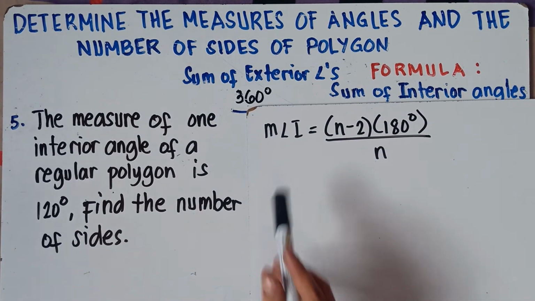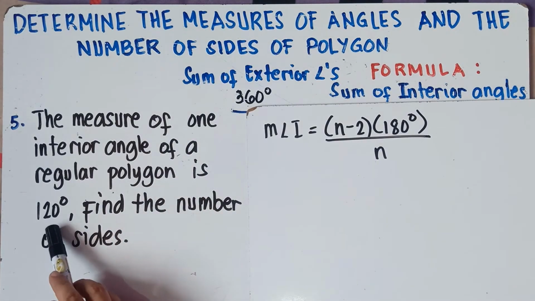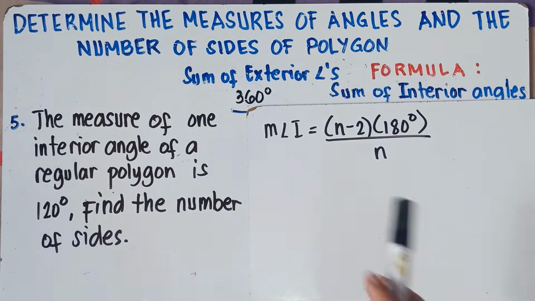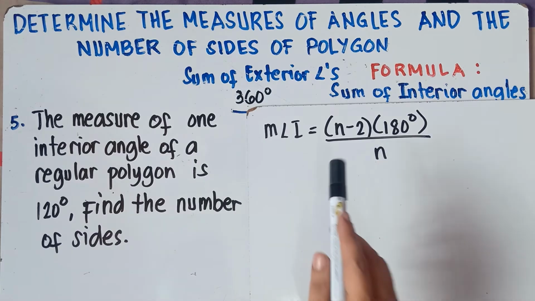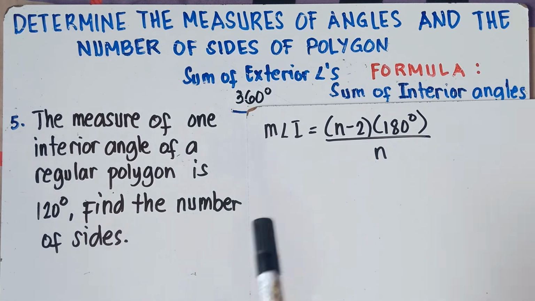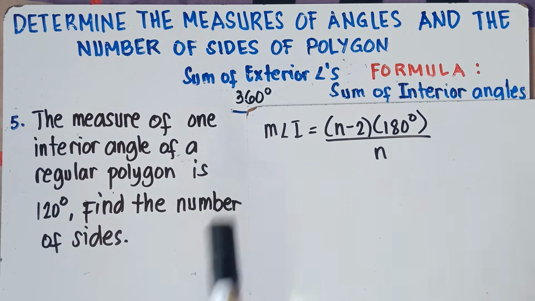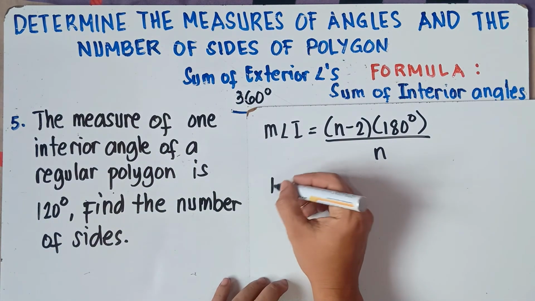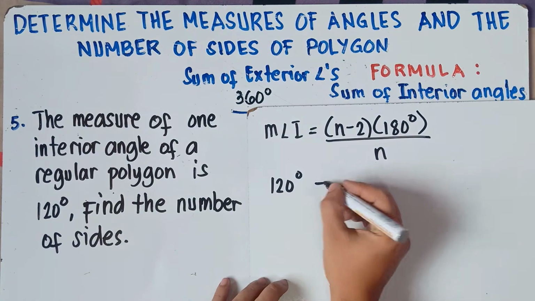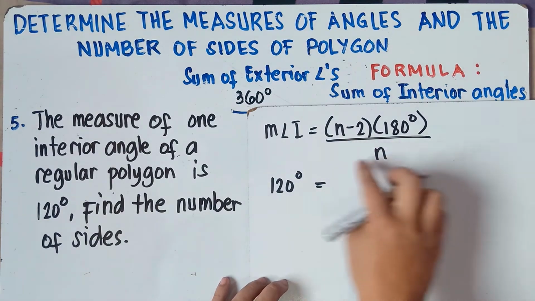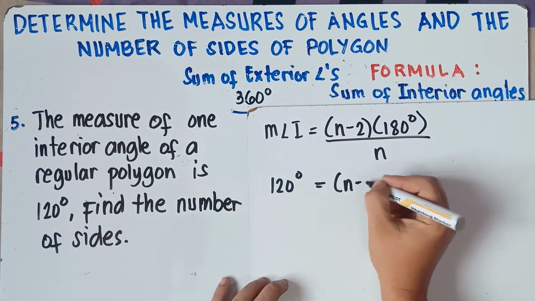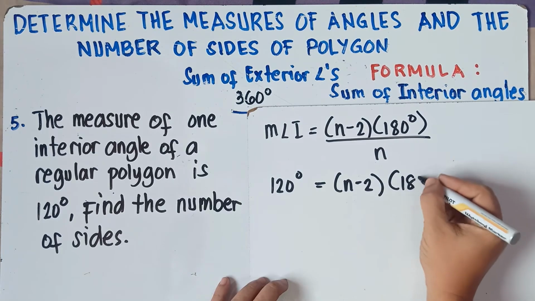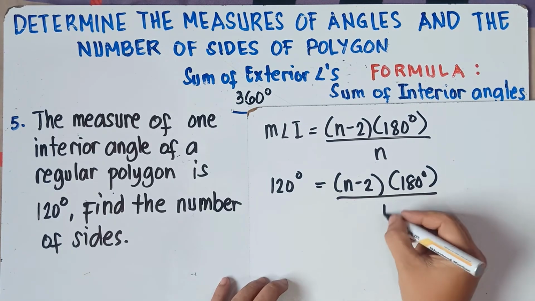So we have the given measure of one interior angle, that is 120 degrees. Once again, class, you can only use this formula if the polygon is a regular polygon. Regular polygon: equal sides, and all interior angles must be equal. So substitute the value. Copy this equation, we're told to find n. So, n minus 2 times 180 degrees over n.